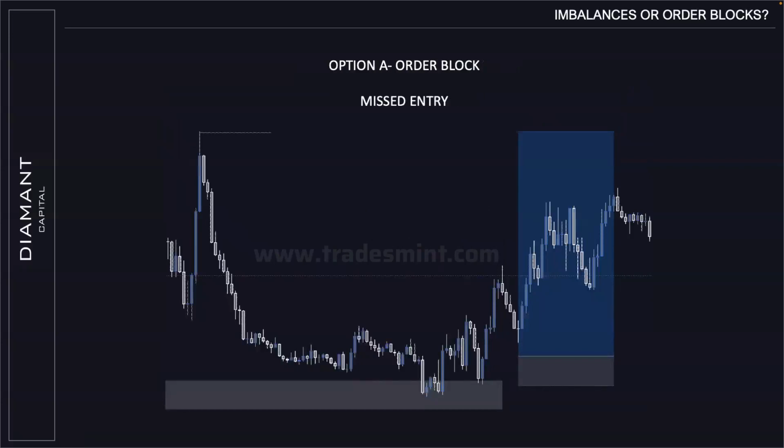Now, I'm just going to give the scenario of what happened with both of the trades. Option A, if we had waited for that order block, this is what would have happened. Let's just say we were waiting for that take profit to be at this high over here. We would not have been entered at all. As you can see, price just completely went upwards. But instead, what did it do?